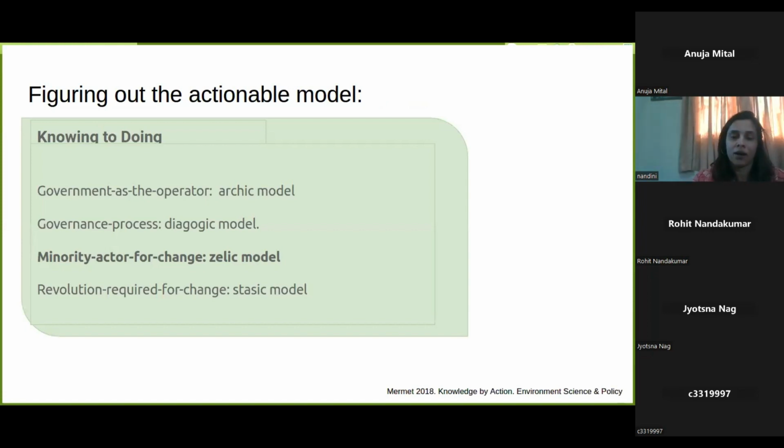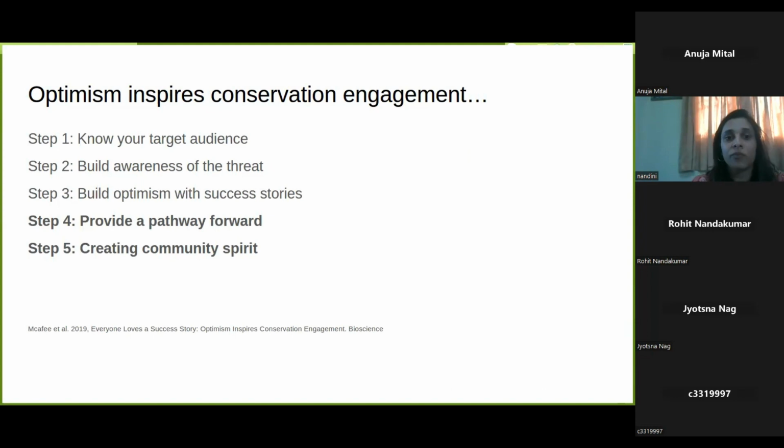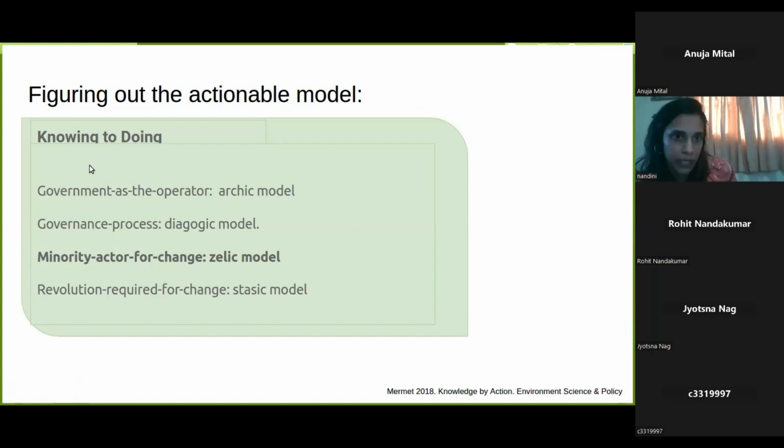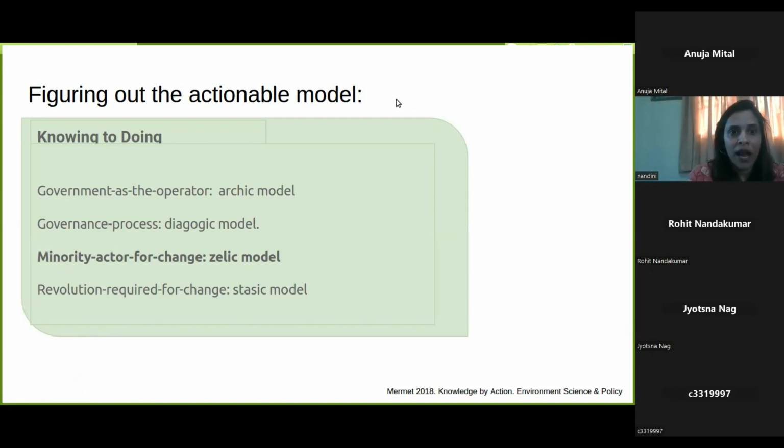And one of the ways, taking from step 4 and step 5, that I feel we can create a path forward is figuring out an actionable model, right? So many people argue that, yes, we know there are certain things that need to change, but how do you actually do it? And many people argue the way to bridge the knowing to doing gap is to think about what kind of model of change you're talking about, right?